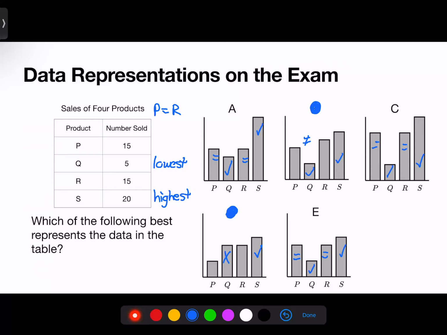Choice A is incorrect because product S is twice the size of P and R, which is not true. This is 15, where this is 20. That doesn't work, especially when we consider 5. So A cannot be correct. Choice E is incorrect because product Q is only half the height of product S, which should be 1/4 of the height. Doesn't make sense for this to be 5, this to be 15, and this to be 20. So cannot be answer choice E. Choice C best represents the data found in the table.